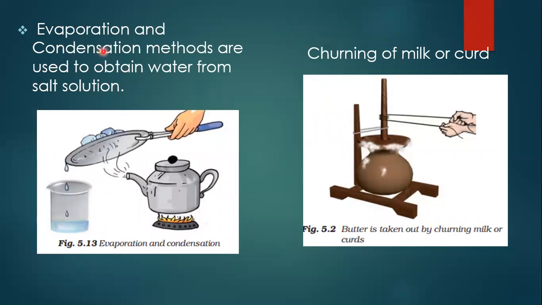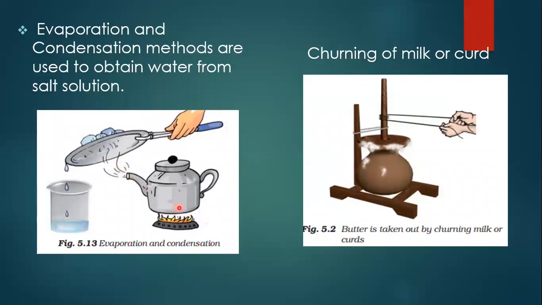Now, evaporation and condensation methods are used to obtain water from the salt solution. Now, by the evaporation method, we get the salt, I told. If you want to get the water back, the water used for preparing the salt solution, what method will we use? We will use both evaporation and condensation. We will take the salt solution in a kettle and we will allow the solution to evaporate. On giving heat, the water will get evaporated and change into water vapor, and that will be coming out of the spout of the kettle in the form of water vapor.